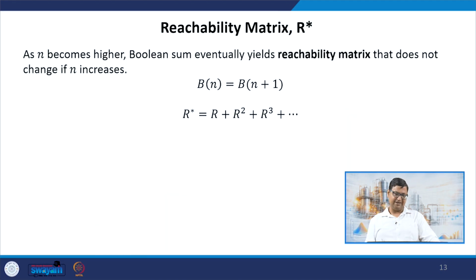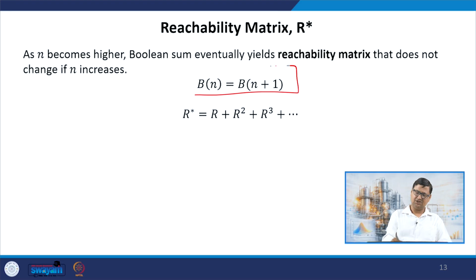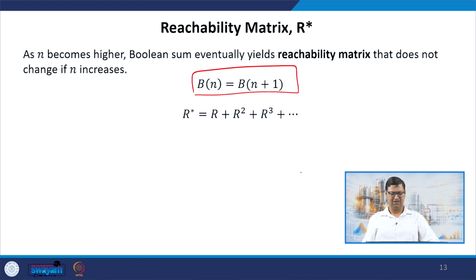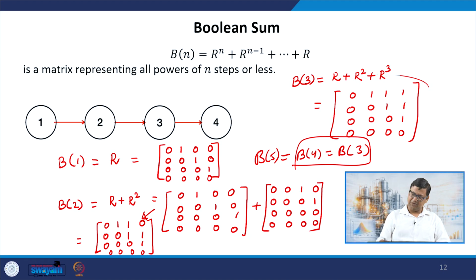And therefore, I can define something known as a reachability matrix, that is a sum over all of this: R plus R square plus R cube and so on. Wherever Bn becomes equal to Bn plus 1, we have pretty much reached this, right? So B3 is equal to B4 now. The matrix is not changing. Whenever the matrix stops changing, what we have is a reachability matrix. What does it represent eventually? It represents that irrespective of the number of steps, if there is any path from any vertex to any other vertex, all of that is basically here, right?